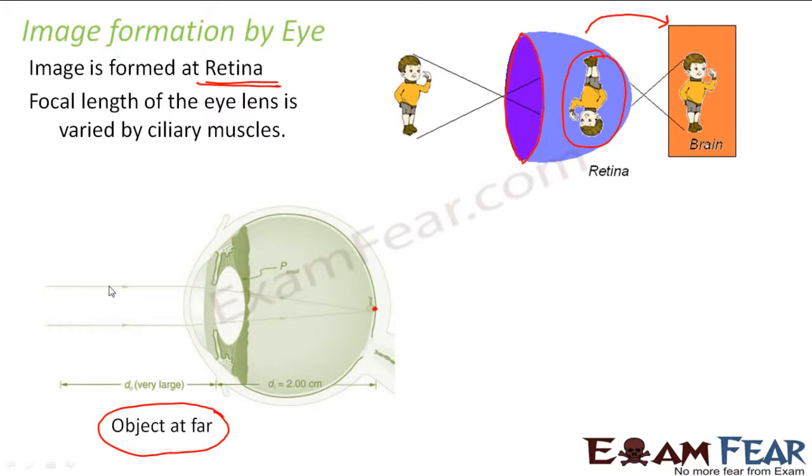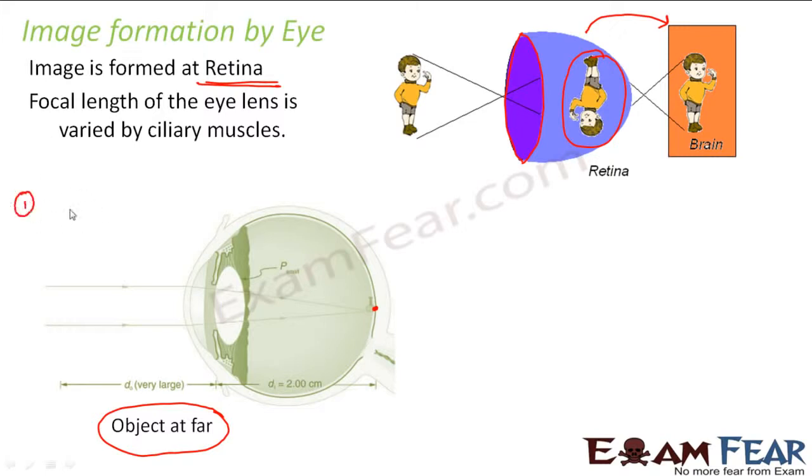Now, what do we know? For a convex lens, if the object is at infinity, where does the image form? The image forms at focus, right? So now we have increased the focal length in such a way that the focus is at the retina. So therefore, the image will also form at the retina. So this is what happens when the object is placed at infinity.